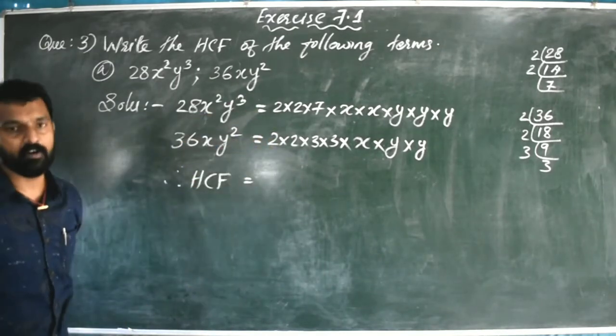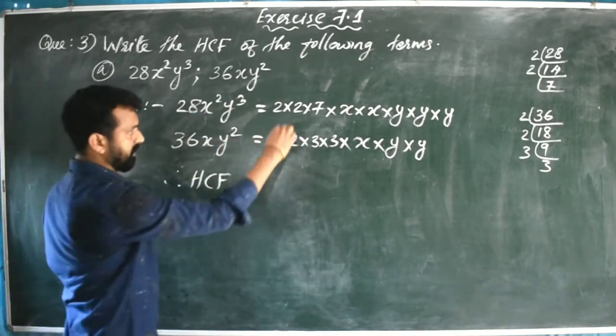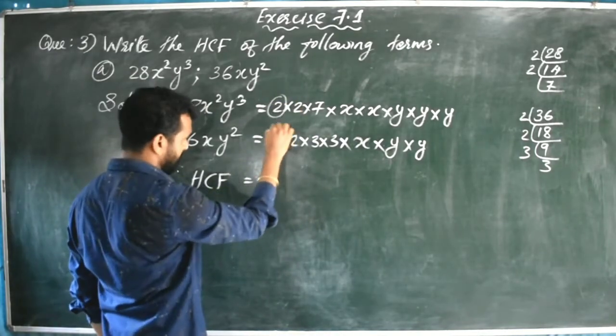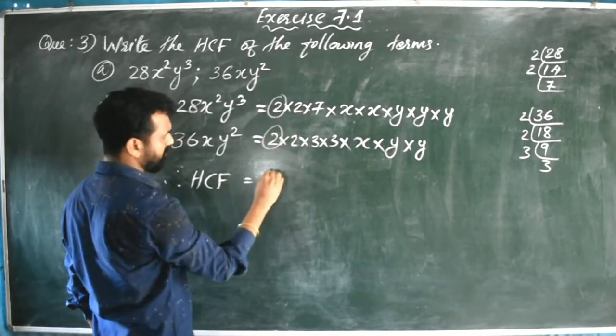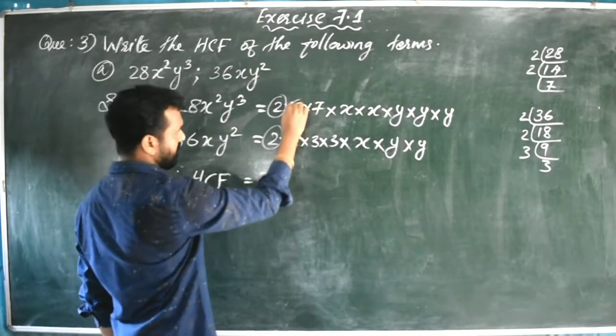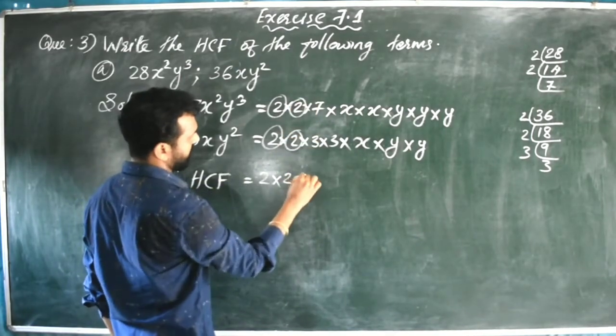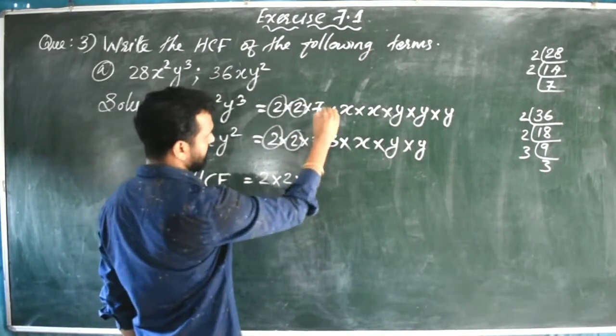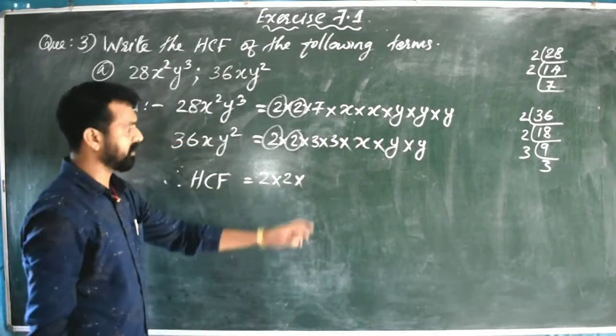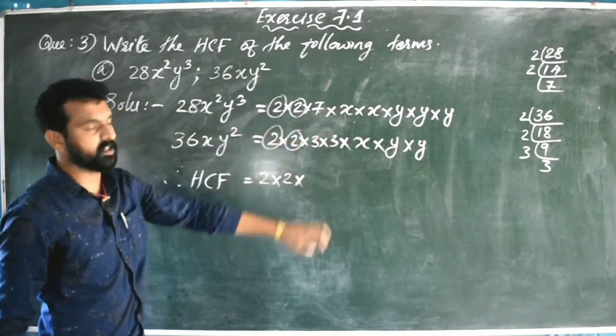From there, take out all the common factors and multiply them, that much only. So, 2 is common in both, 2 into. Again, these two are also common. From there, we will take out 1 into. 7 is here, but 7 is not here, so we cannot take that out. Then 3 is here, but 3 is not there in the first term.